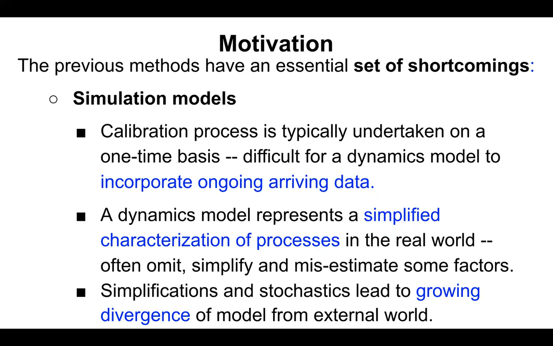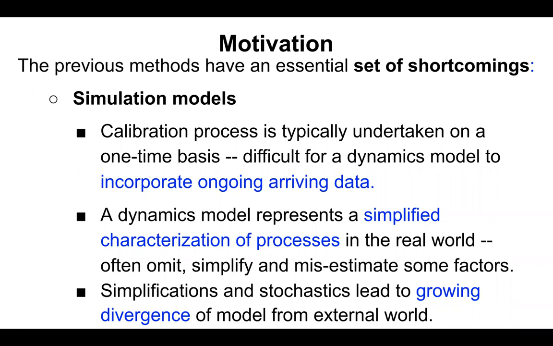Then scientists used another method, simulation models, to research the transmission of infectious disease. But using only simulation models also has some shortcomings. Firstly, when using simulation models, we often use a calibration process to estimate parameter values that are difficult to measure directly in the real world. But the calibration process is typically undertaken on a one-time basis, which means it is difficult for a dynamic model to incorporate ongoing arriving data, like the surveillance data, through calibration to estimate parameter values.